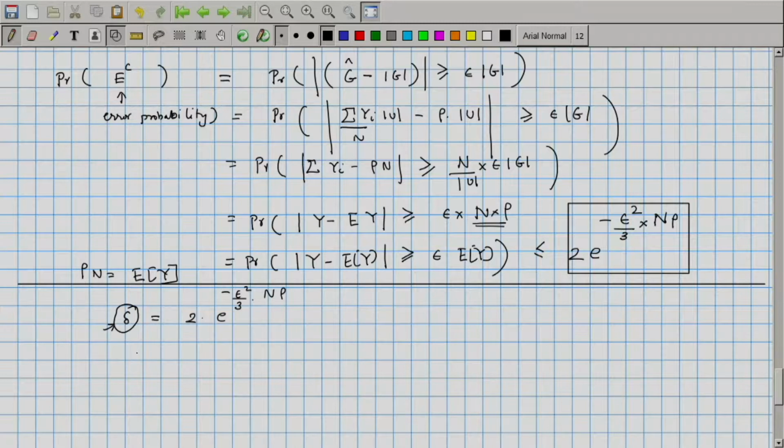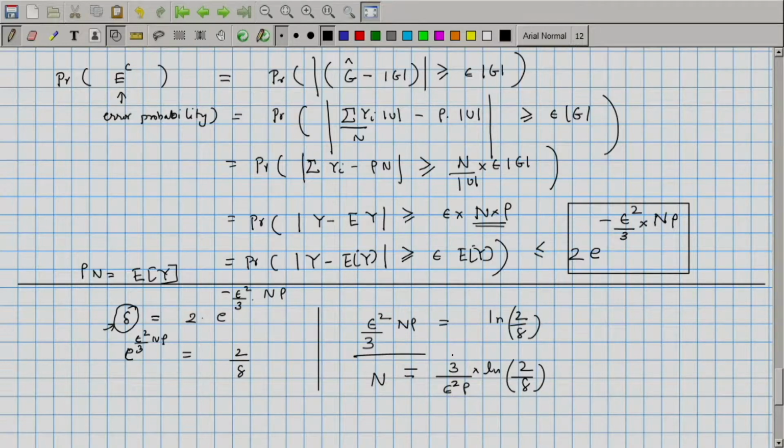So, we can write it as e raised to minus epsilon square by 3 n rho is equal to 2 by delta. Taking logs on both sides, we will get epsilon square by 3 times n rho is equal to log 2 by delta, or we can say n is equal to 3 by epsilon square rho into log 2 by delta, which is what our estimator theorem stated.